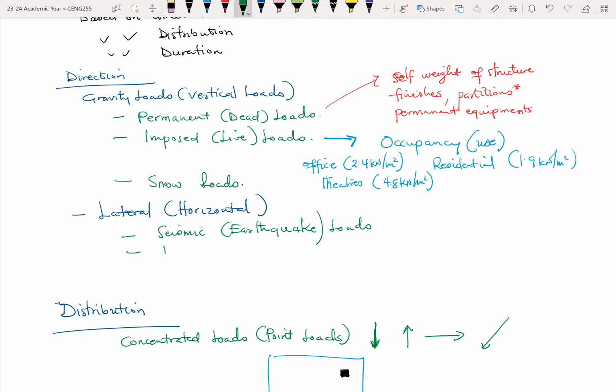Then there is the wind load. Normally, wind loads act as lateral loads. Sometimes they can also act as vertical loads, but mostly they come as lateral loads. Then we have earth loads.